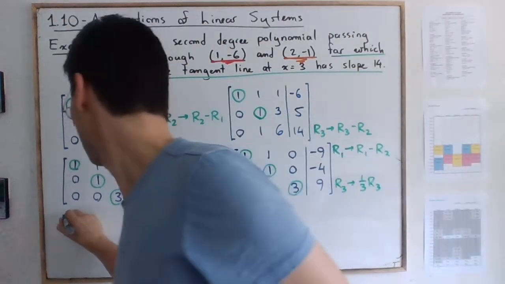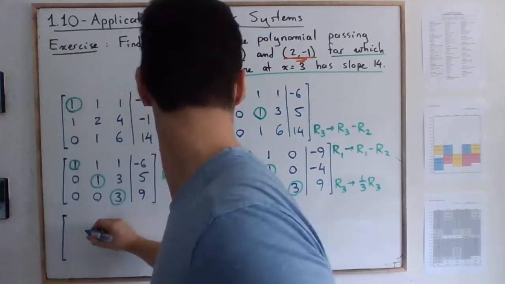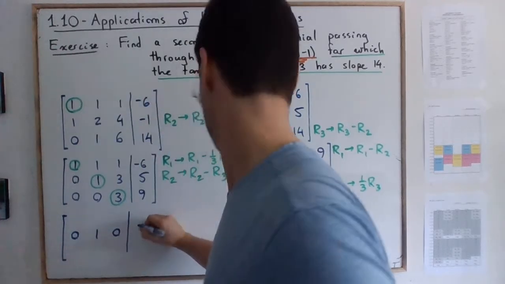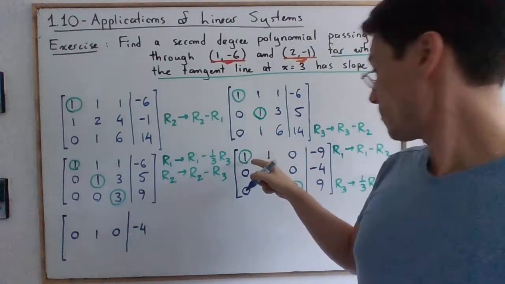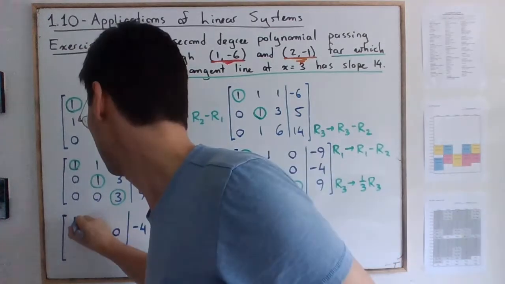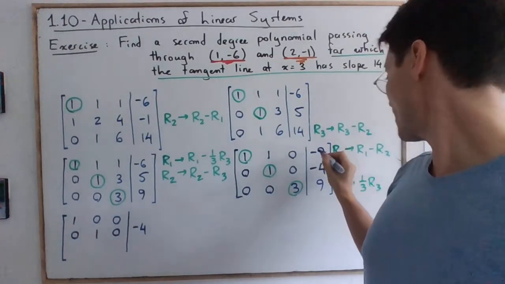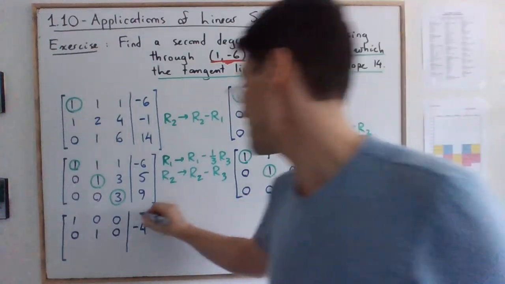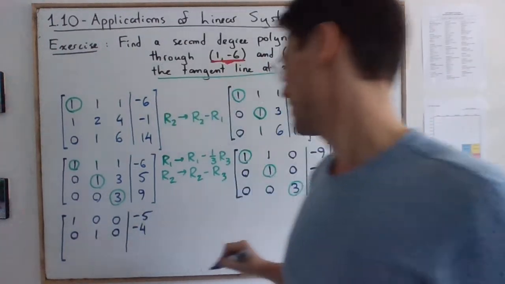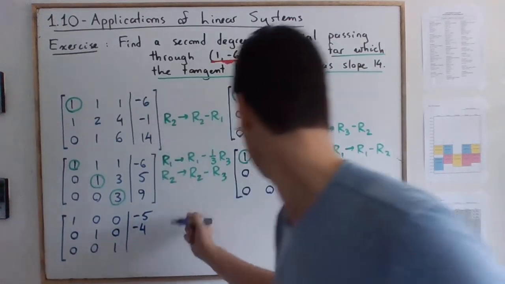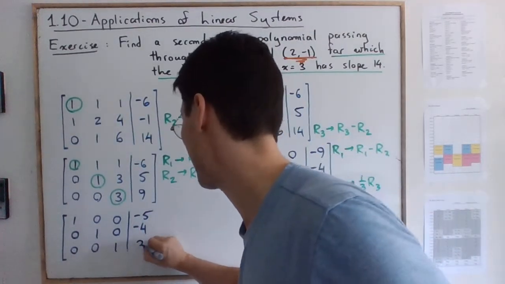So let's just copy row 2 first. That doesn't change. Okay, so first row, 1, 0, 0, and negative 9 plus 4 will be negative 5. And then here, simple, we just divide both of them by 3, so 1 and 3.